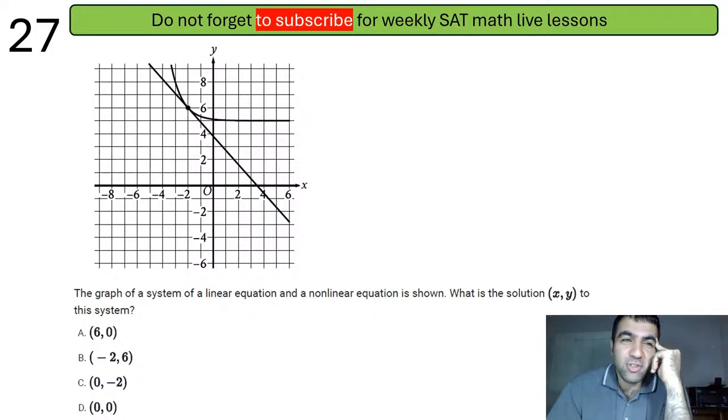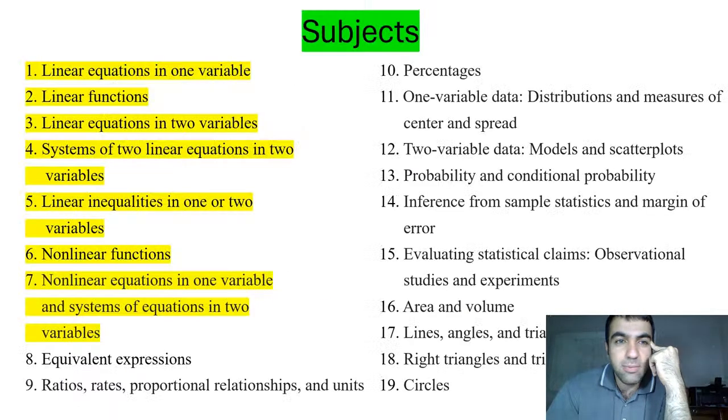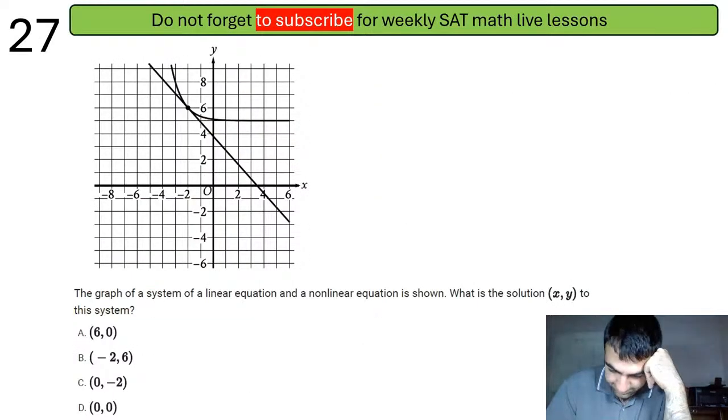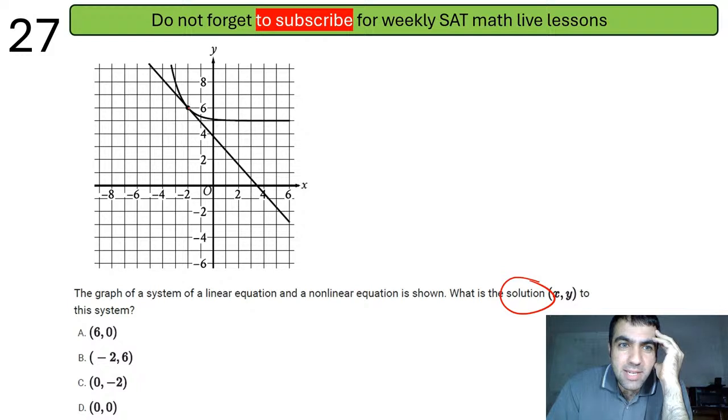Here. It seems this is the last question. Let me have a look. Yes, the last question. Fear says it is B. What's the solution? Solution means intersection point, right? The x coordinate of this point is -2. The y coordinate of this point is 6. And this is B.